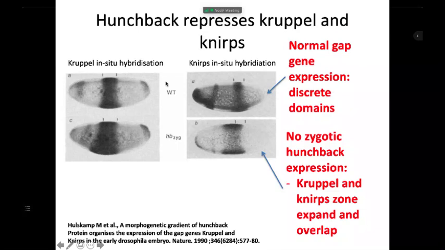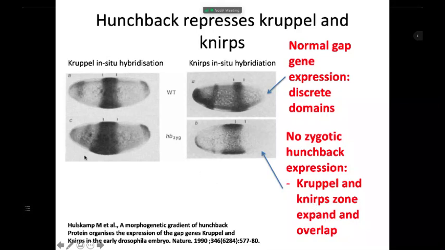So when we have normal hunchback expression, here in our wild type, we see normal expression of cripple and knirps in discrete domains. If we don't have any zygotic hunchback, so this is a hunchback zygotic mutant, we get maternal hunchback but not hunchback transcribed by the embryo after the mid-blastula transition. When we have no zygotic hunchback expression, the cripple and knirps zones expand and overlap.